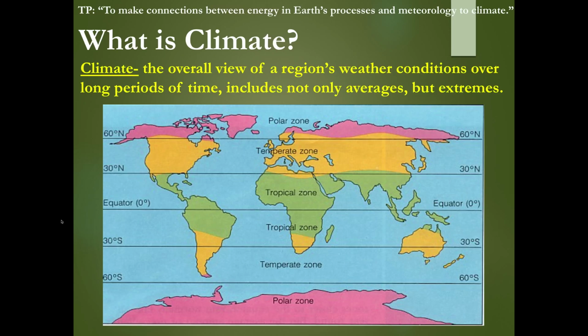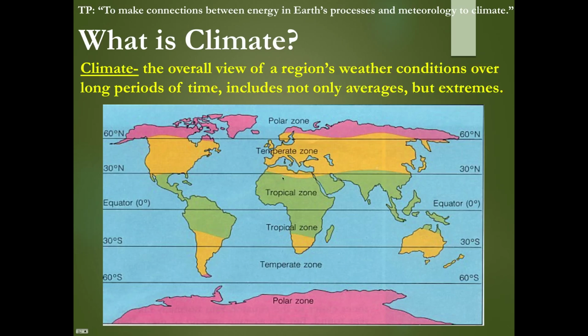Okay, what is climate? Climate is the overall view of a region's weather conditions over long periods of time. It includes not only averages over the course of a year, but also extremes. Your extremes can be like desert-like conditions where it's really hot during the daytime and really cold during the nighttime.